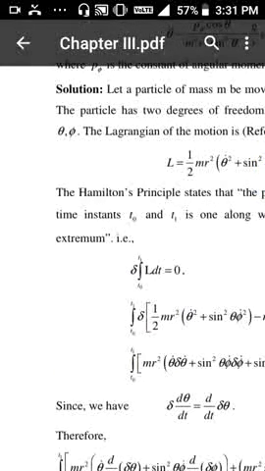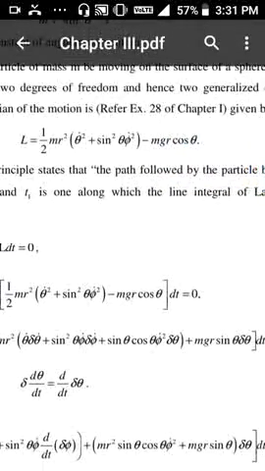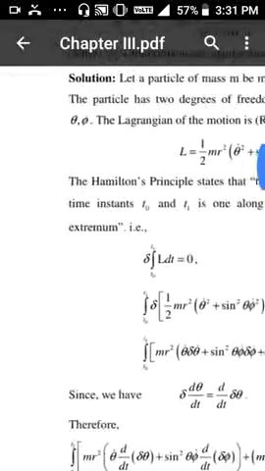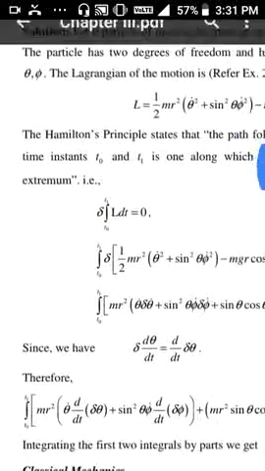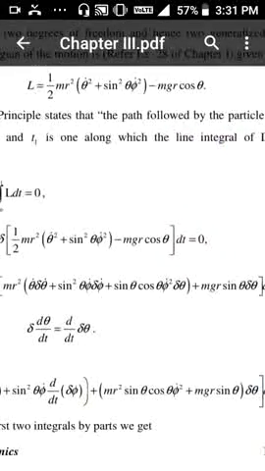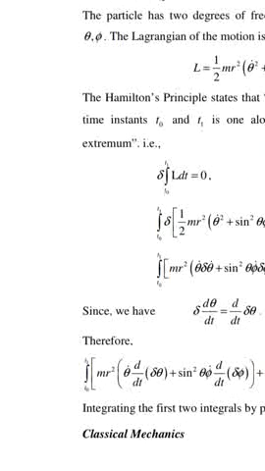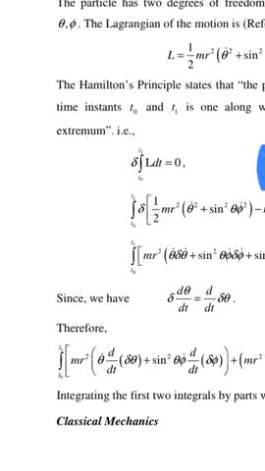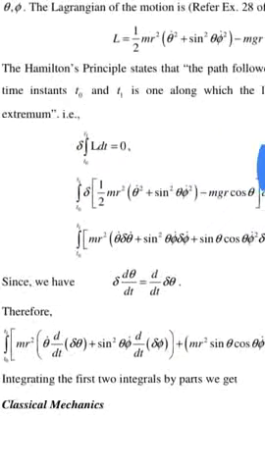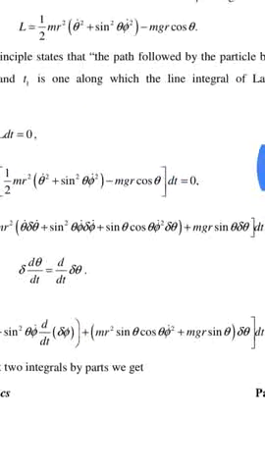The Hamilton principle states that the path followed by this particle between the two time instants t0 to t1 is one along which the line integral of the Lagrangian is extremum. That is, δ∫ from t0 to t1 of L dt = 0. That is, integral from t0 to t1 of δ[1/2 mr² (θ̇² + sin² θ φ̇²) − mgr cos θ] dt = 0.